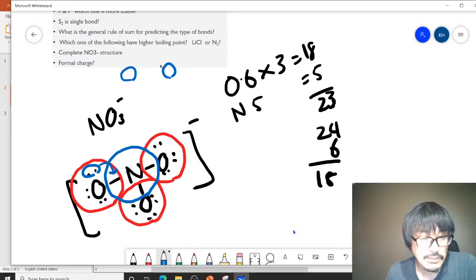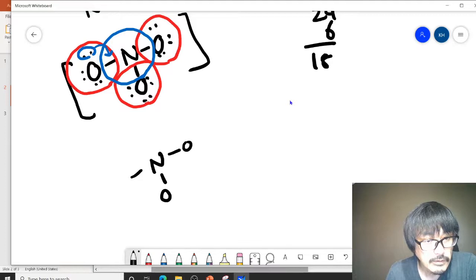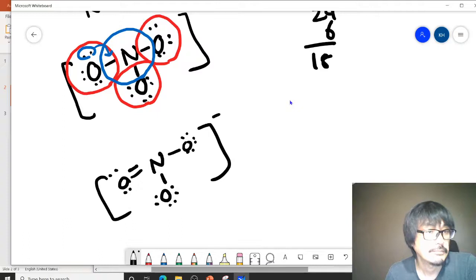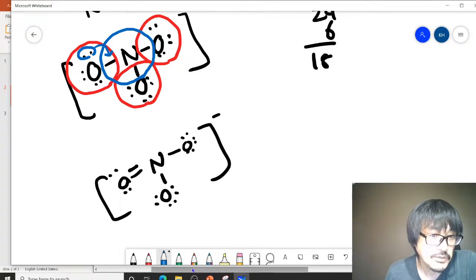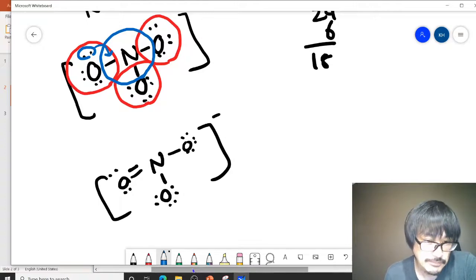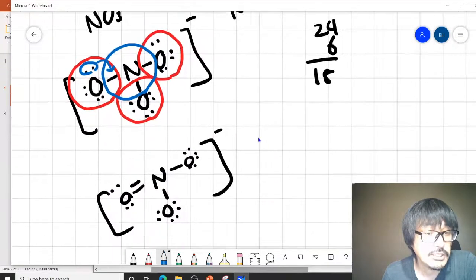So once I do that, what's going to happen here? I'm going to rewrite the whole thing. So no change there, no change there, and then this will have something like this, right? Now, that satisfies the octet, because with nitrogen, you can see that it's surrounded by 8 electrons here. So let's do the next problem, the formal charge.